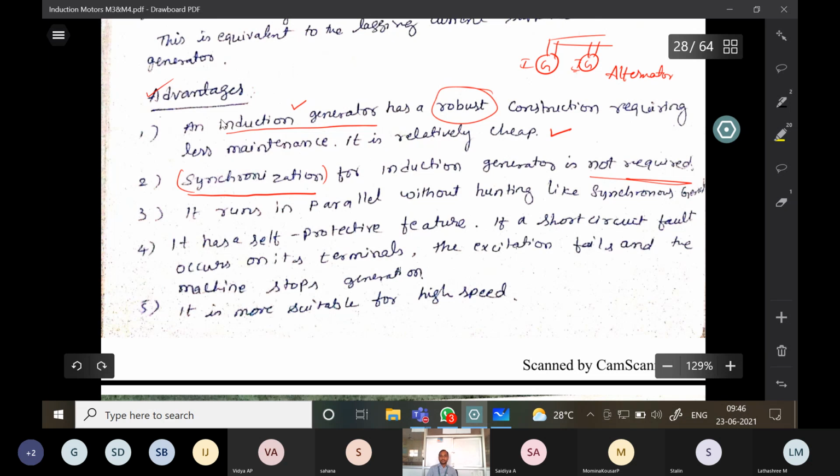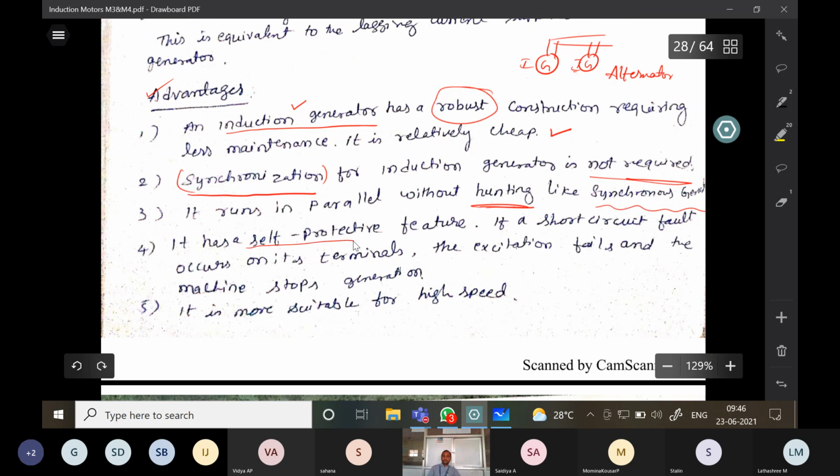This is one of the advantages, and it runs in parallel without hunting effect. In the synchronous generator, we have studied in the last semester what is hunting. Hunting is some of the oscillations we get whenever you connect in parallel. So those oscillations we are not getting in case of induction generator. So the hunting effect is not there, and it has a self-protective feature.